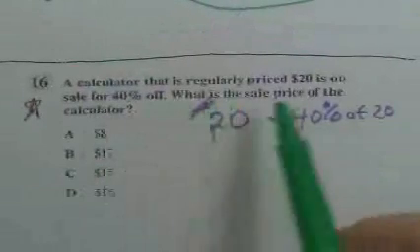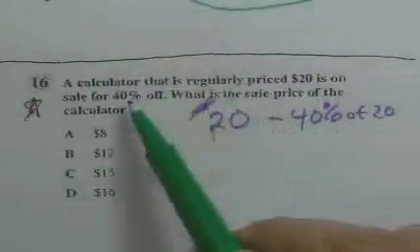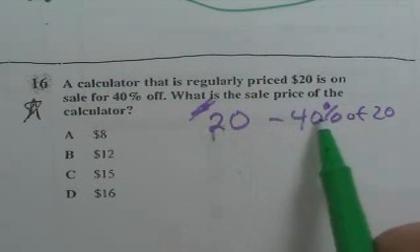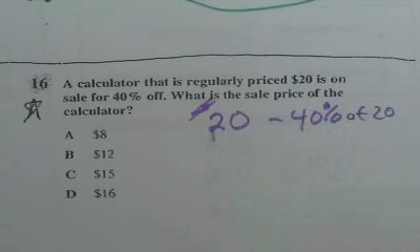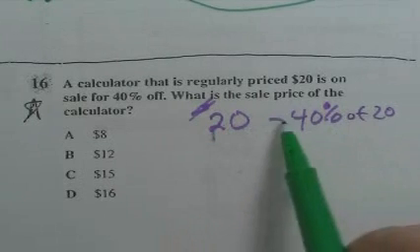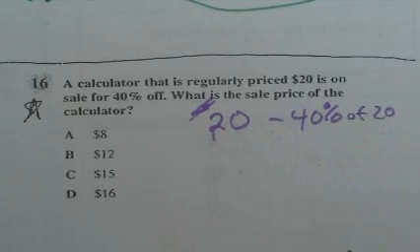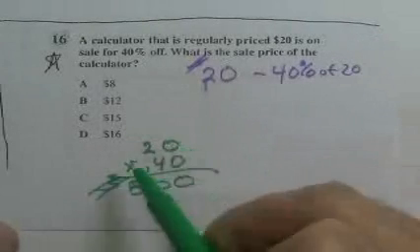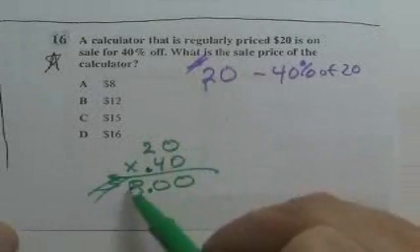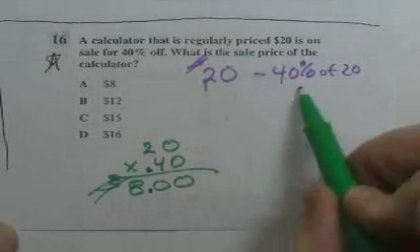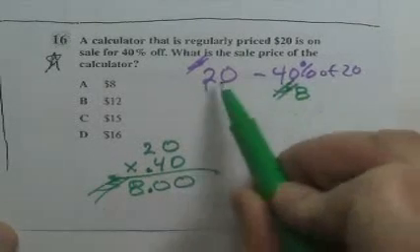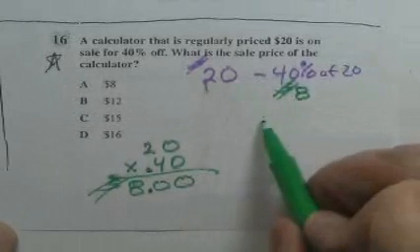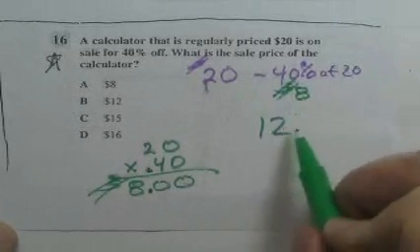Number 16, a calculator costs $20. You buy it on sale for 40% off. So we're going to subtract 40% of 20 from 20. $20 minus 40% of 20. And if I calculate 40% of 20, I just use 0.40. That's $8. So $20 minus the discount, 20 minus 8 is $12.